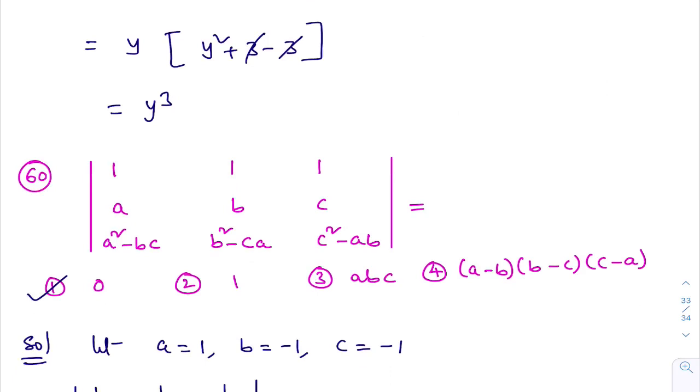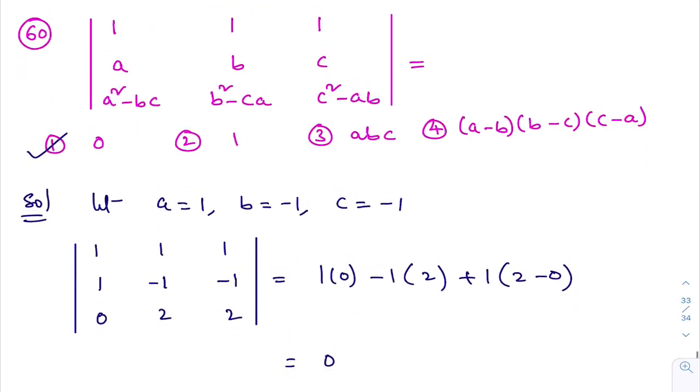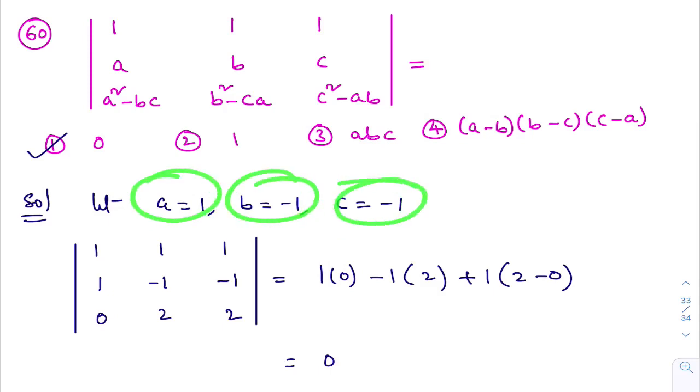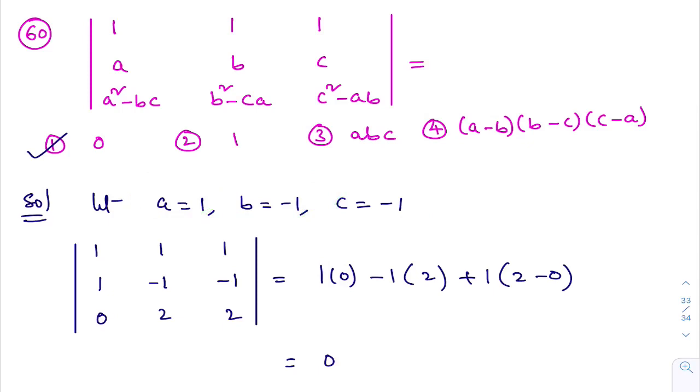Now you see this question, 60th question, the last question in this class. What is the point here? They are asking what is the value of this determinant. Here 4 options are there. I am going with these values: a value 1, b value minus 1, c value minus 1. Why did I choose these values? You can choose other values also, not compulsory. You should go with these values. I chose these values such that all options are giving different answers, right?